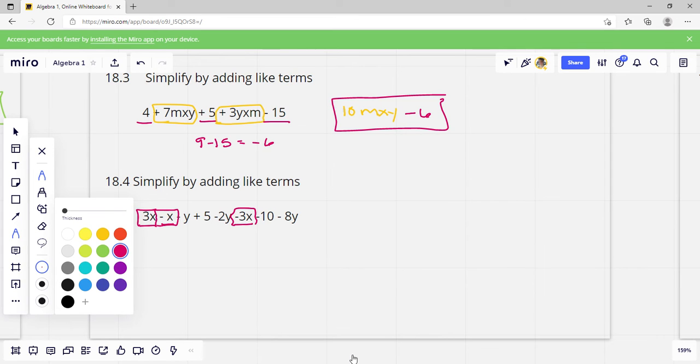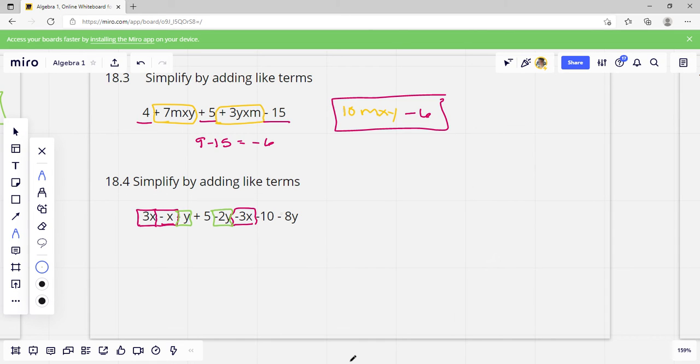Okay. Then I've got my negative y right here. And I got a negative 2y right there. And a negative 8y. All right, let's put these x's together first. So I've got 3 minus 1 minus 3. Well, 3 minus 3 would be 0, so this is really just negative 1. So I'm just going to put minus x, right, because it's negative 1x.